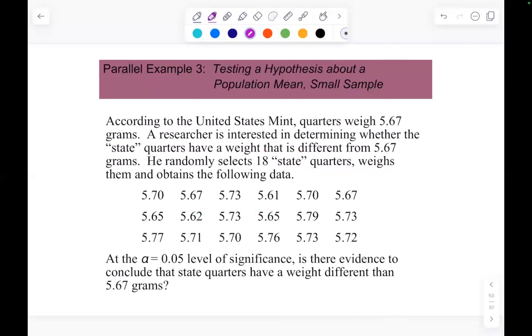So a researcher is interested in determining whether the state quarters have a weight that is different from 5.67 grams. He randomly selected 18 state quarters, weighed them, and obtained the following data. At alpha equals 0.05 level of significance, is there evidence to conclude that the state quarters have a weight different than 5.67 grams? Now, it doesn't tell us that they're normally distributed. And our sample size is less than 30.